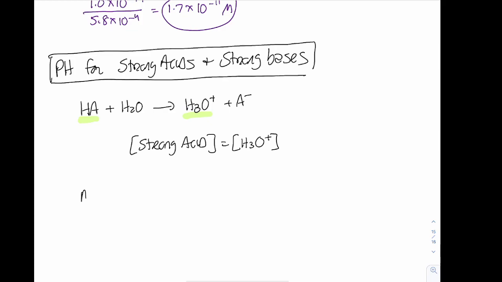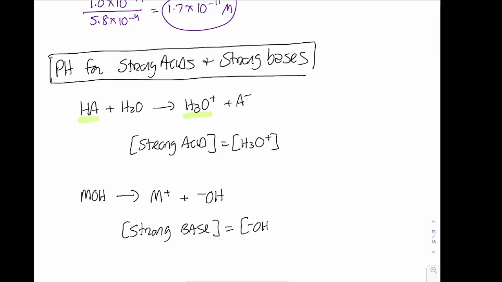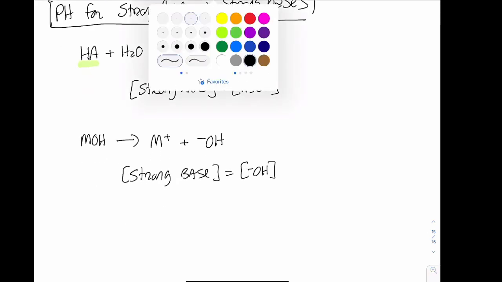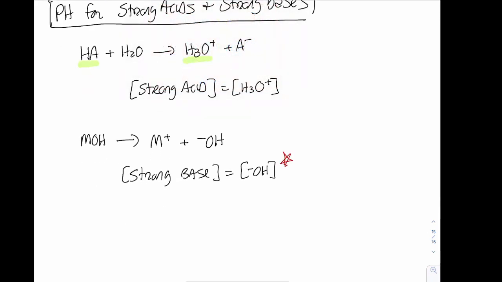For bases, it's essentially the same thing. We're talking hydroxide instead of hydronium, but there is one little deal to watch out for. Every little bit of it is dissociated. So we could say that our strong base concentration is our hydroxide ion concentration. But do be careful. I'm going to put a big old red star on this.